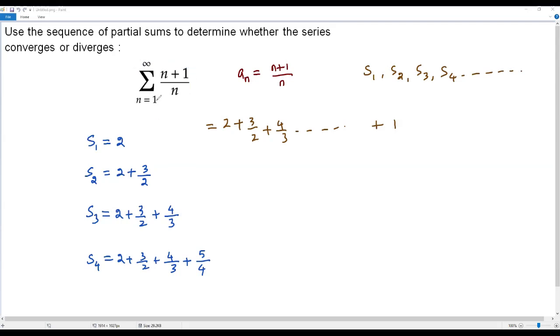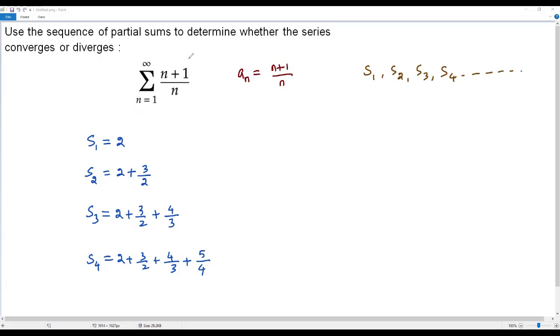But here, when I evaluate each partial sum, the value of the last term is getting closer and closer to 1, not 0. So whenever the value of the last term in each partial sum is getting closer to a value other than 0, then we can say there is a chance for the given infinite series to diverge. So we get some initial idea that the series may diverge because the value of the last term in each partial sum is getting closer to a value 1, which is other than 0. So that's why I'm saying there is a chance for the given series to diverge.